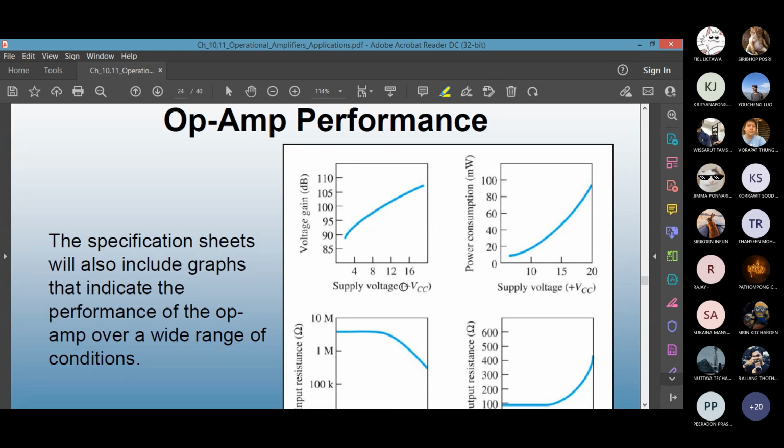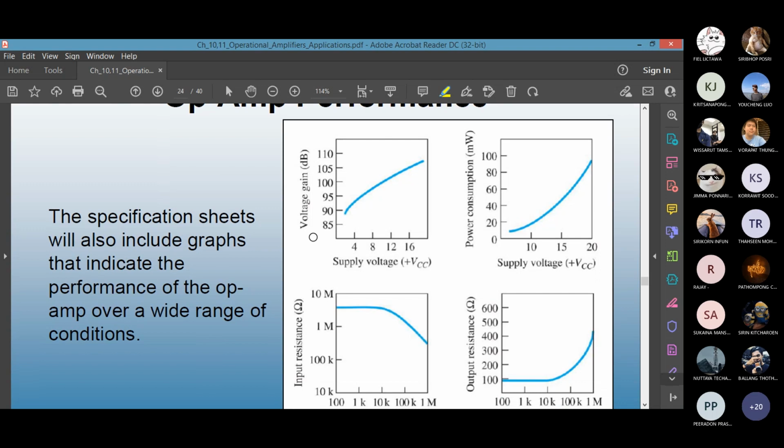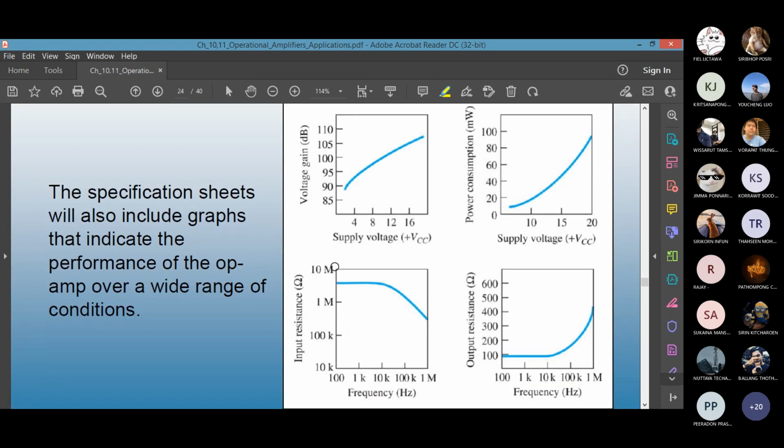The voltage gain versus VCC, power consumption versus VCC. You have to look at the units of the y-axis and x-axis. What is the input resistance for what frequency? Look at the input resistance. It's around, oh, this is also a log scale. Maybe this is 5 mega ohm.